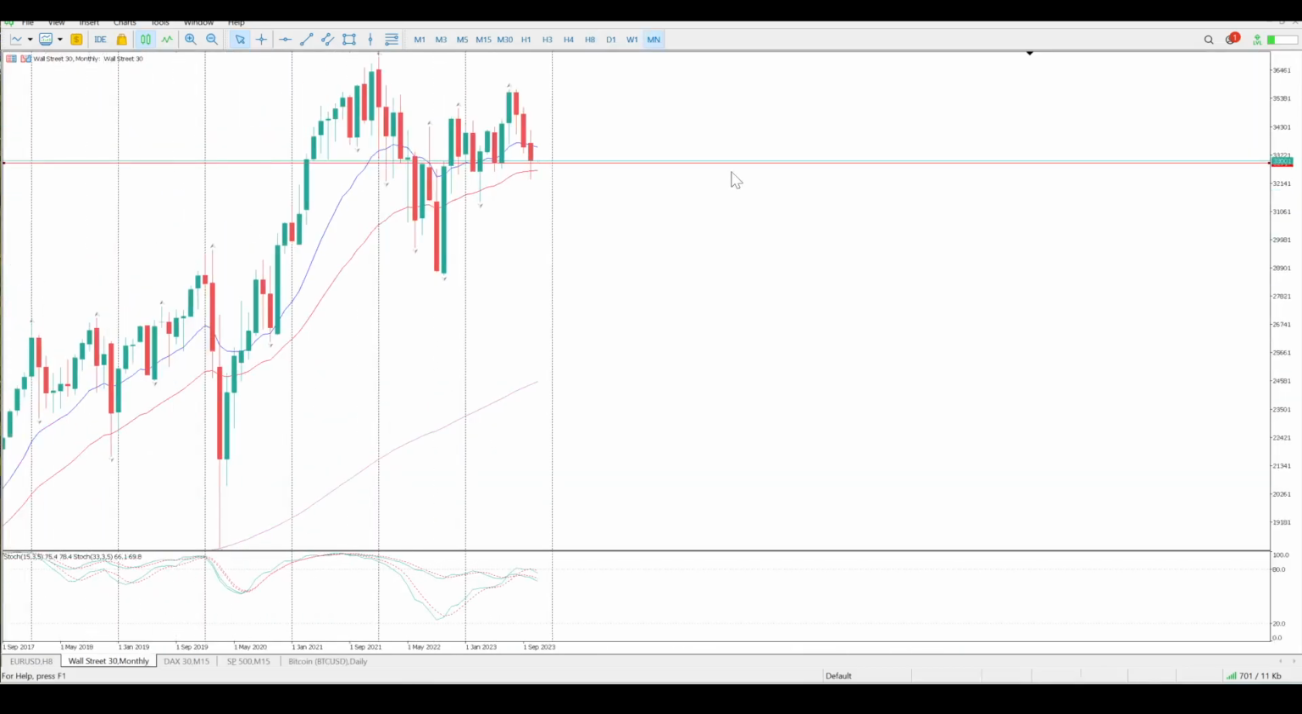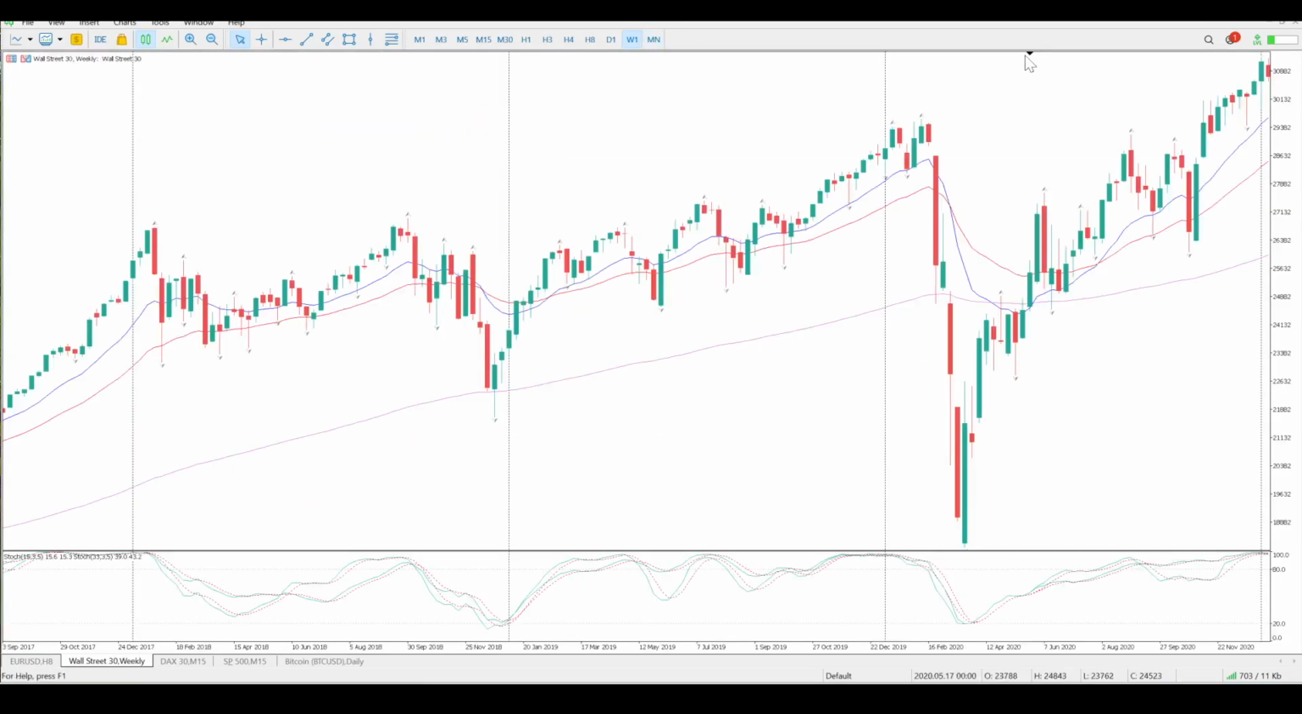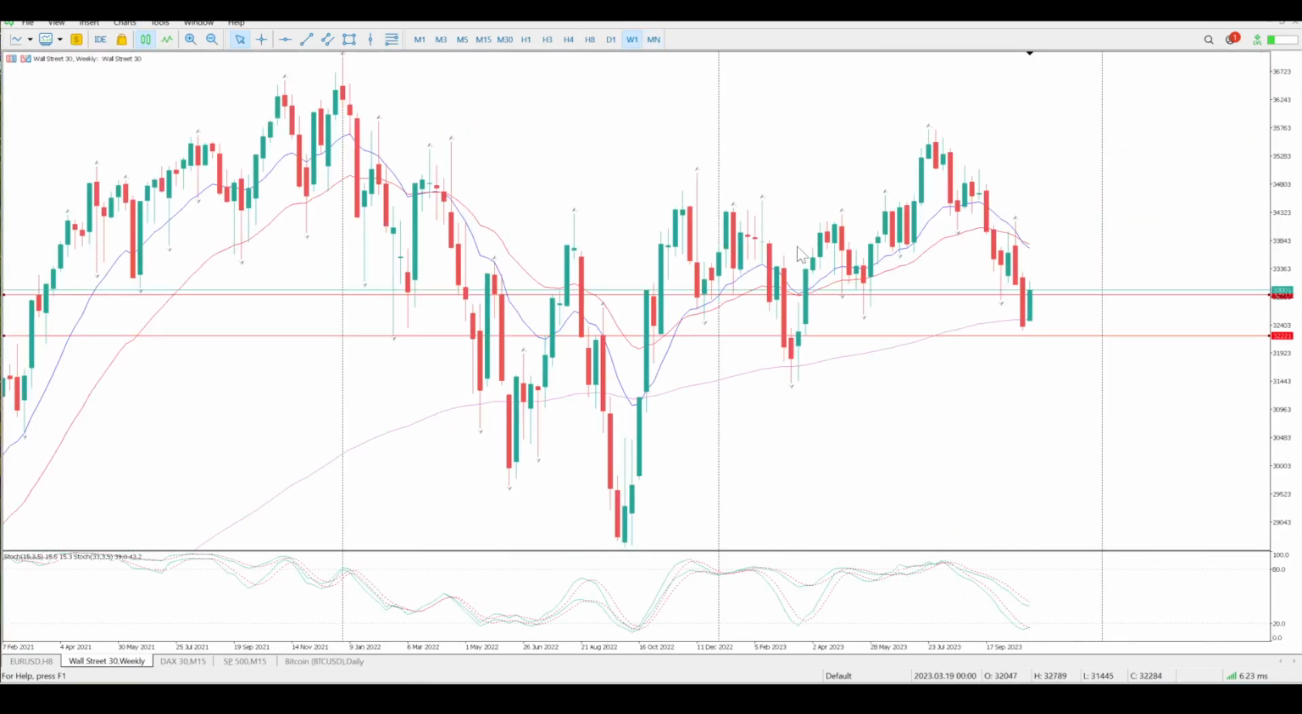If we just pay attention to the monthly, there's our monthly level. We didn't quite test it, not as clear cut as what we're seeing on the other indexes. And if we drop down to the weekly, you can see the absolute chaos. It's not going to draw all these levels in, but there's definitely chaos here.